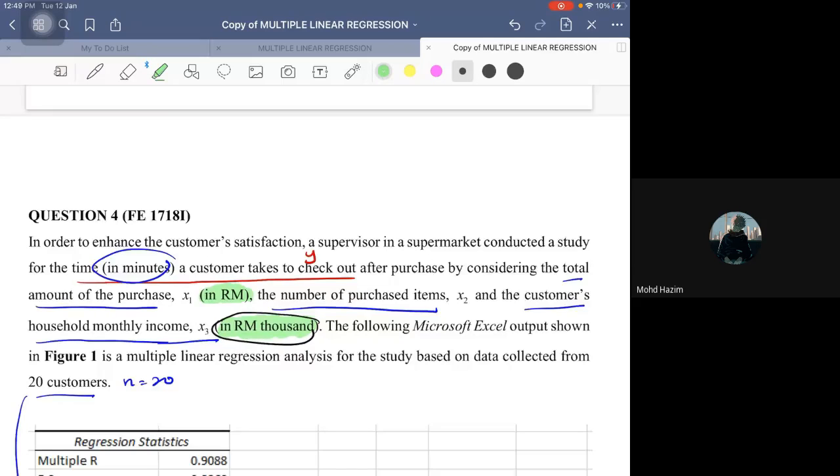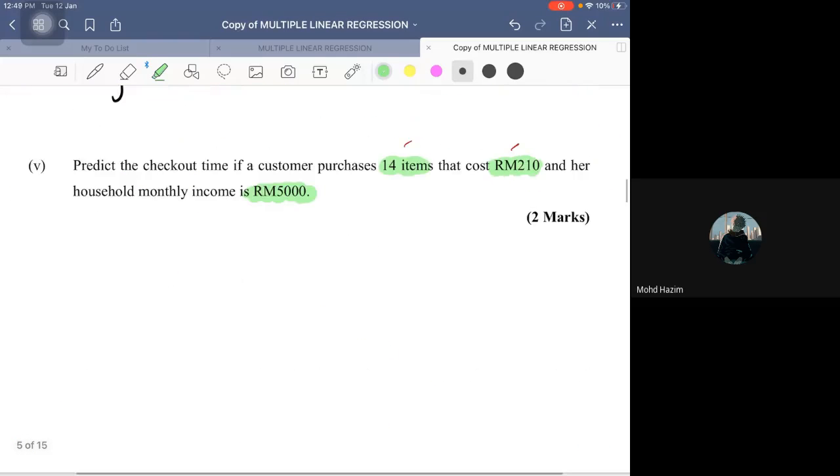So therefore, when you interpret this, this is going to be 14. This is still going to be 210, but this one is going to be 5 because the unit for that is supposed to be 5,000. So it's going to be 5.